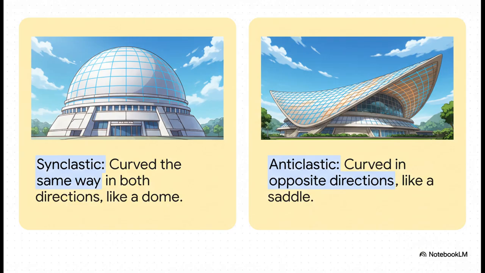Now, these shells come in 2 main flavors. You've got synclastic, where the surface curves the same way in all directions, like a dome. And then you have anticlastic, where it curves one way along one axis and the opposite way along the other. Kind of like a horse's saddle or even a Pringle.